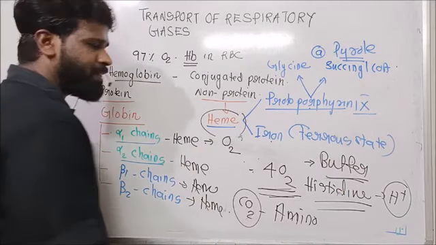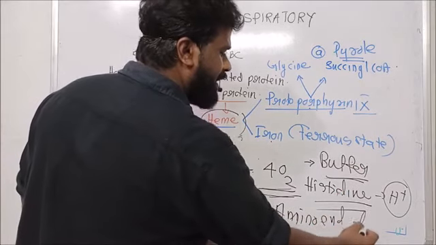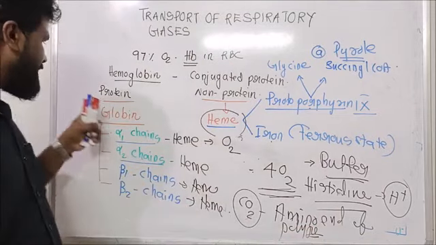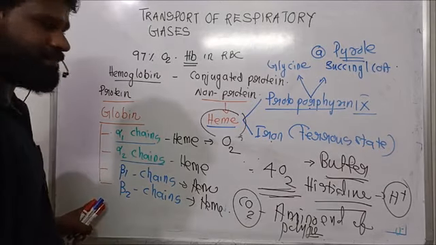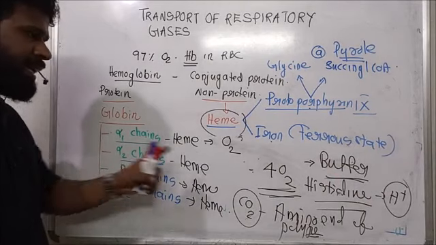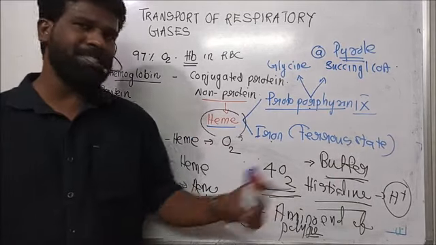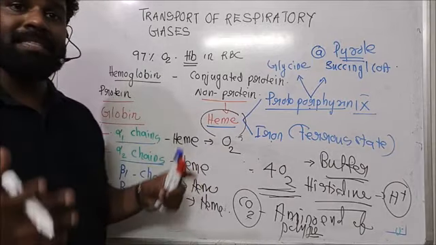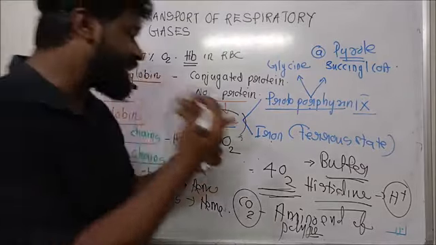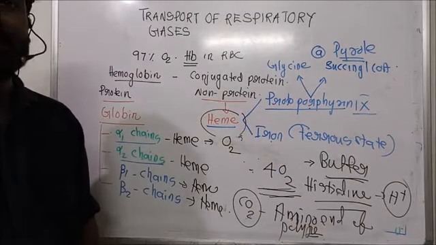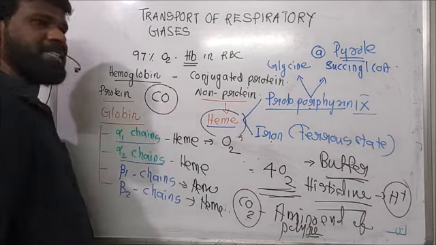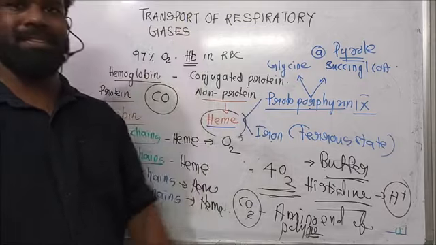Carbon dioxide is transported by the amino end of this polypeptide. That means this carbon dioxide is transported by this protein part. Histidine also combines with the protein part of hemoglobin, because the histidine amino acid in this globin can combine with the H plus ion. So this hemoglobin not only carries oxygen, it can carry carbon dioxide, then it can carry H plus ion, then it can carry carbon monoxide also.